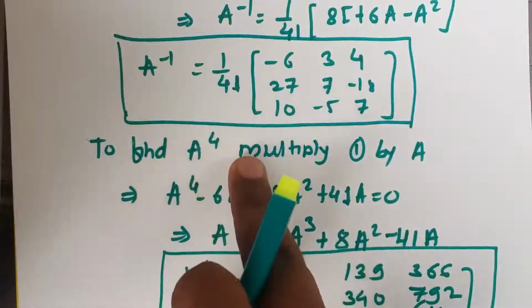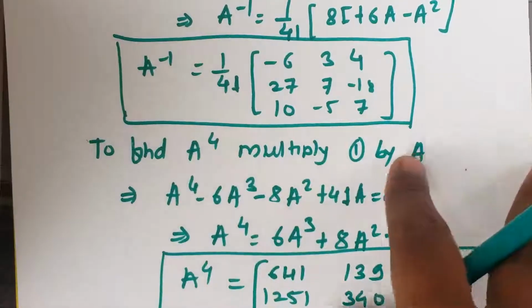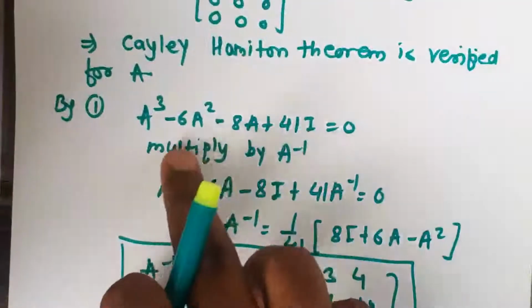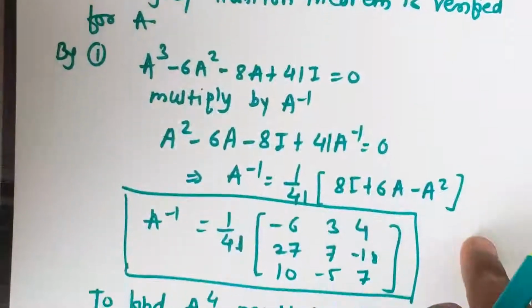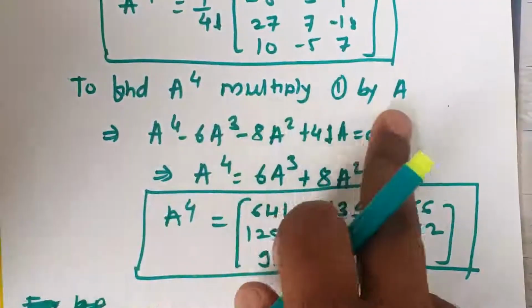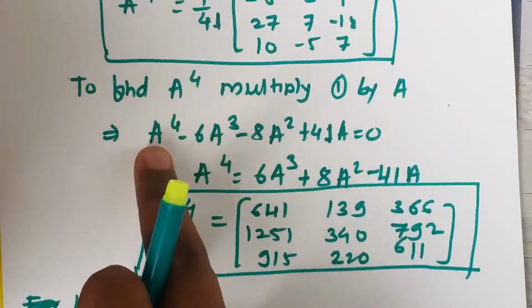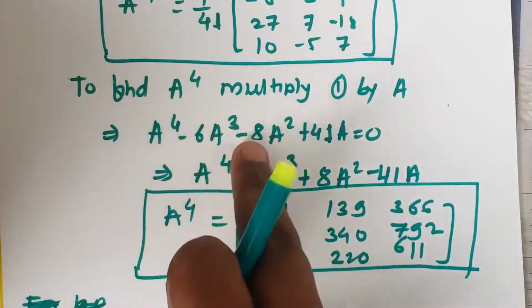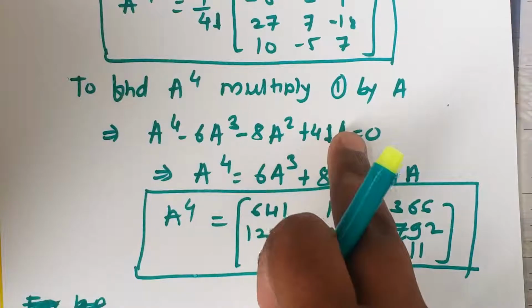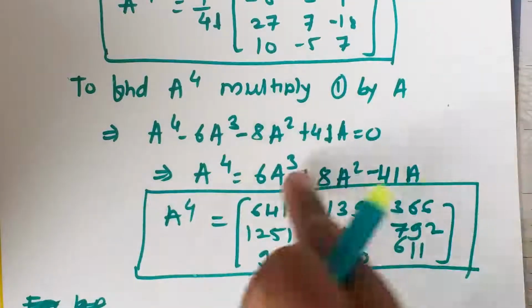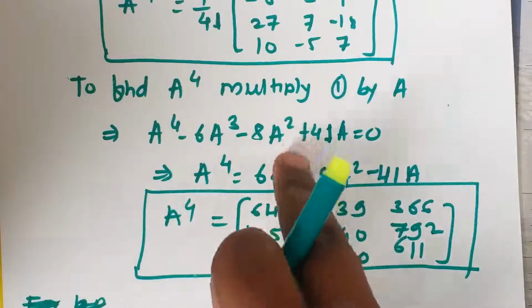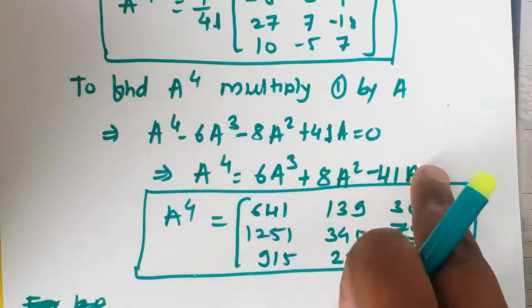Now to find A raised to 4, we multiply equation 1 by A. Equation 1 means this characteristic equation. If you multiply by this A, we'll get A raised to 4 here. That is what we require. So after multiplying by A, we'll get the equation A raised to 4 minus 6A cube minus 8A square plus 41 times A. Identity matrix into A is A. So if you take all these three terms on the right, we'll get A raised to 4 value as 6A cube plus 8A square minus 41 times A.